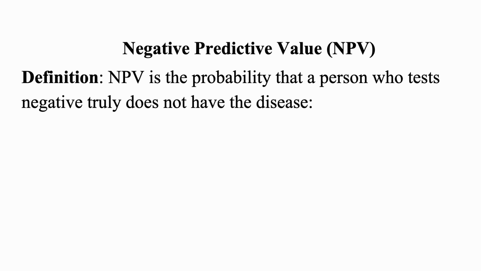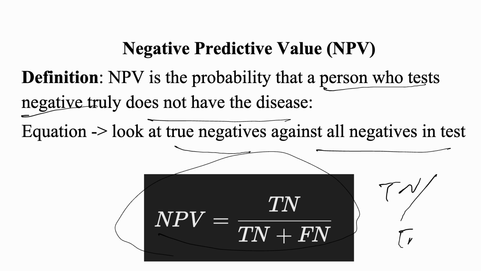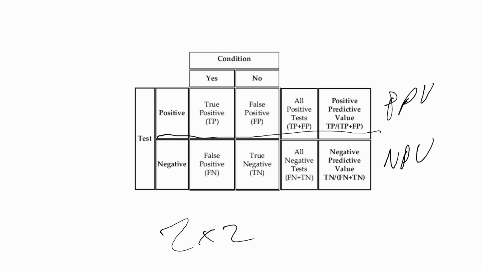All right, negative predictive value now is the probability that a person who tests negative does not have the disease. This will be your true negatives against all negatives in the test. Again, that'll be your true negatives over your true negatives plus your false negatives. Going off our 2x2 contingency table, you can use the rows component to calculate your positive predictive value and your negative predictive value, because you'll have your true positives and false positives. You'll use those two values for your positive predictive value, and false negatives and true negatives for your negative predictive value.